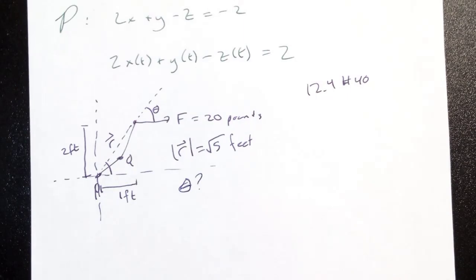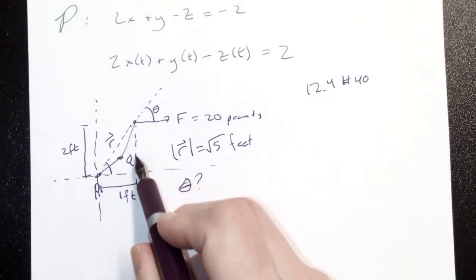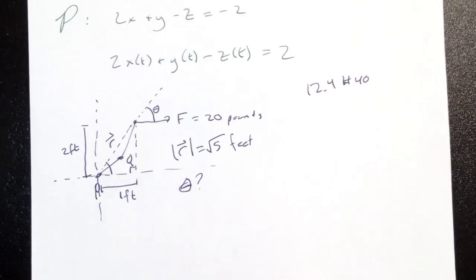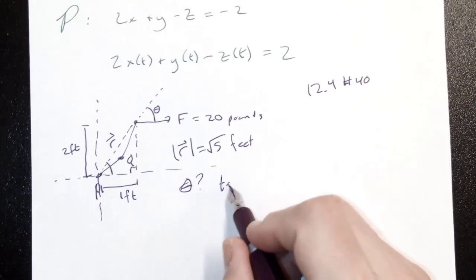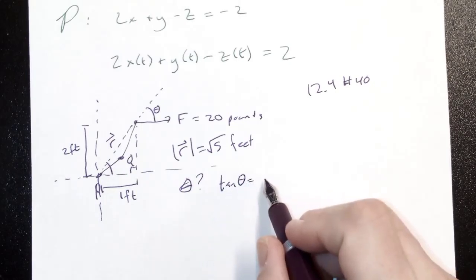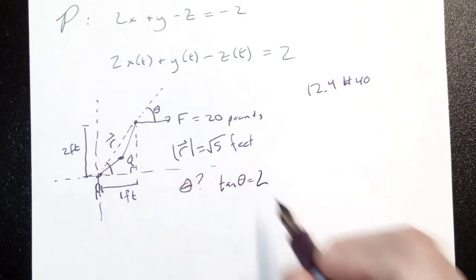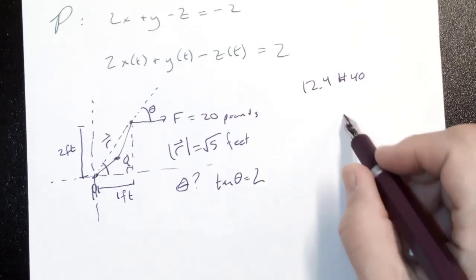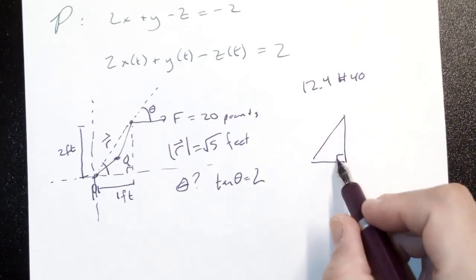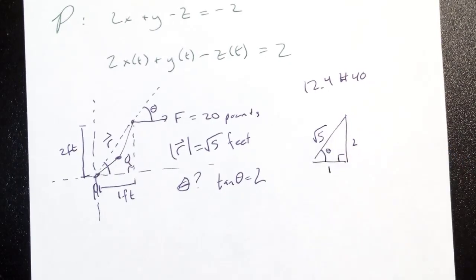I don't know. But I do know down here that I could draw a right triangle, and then I would have the opposite and the adjacent sides. So I know the tangent of theta is opposite over adjacent, 2. But I also know all 3 sides of that right triangle: 1, 2, and you already told me that that side's the square root of 5.